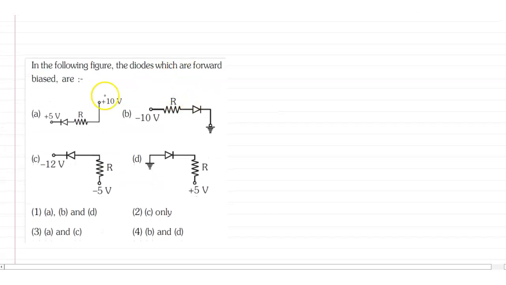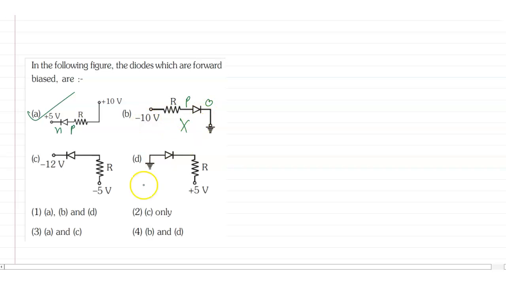In the following figure, we have to check which diode is in forward bias. In A, the N side is plus 5 volt and the P side is plus 10 volt. It means it is forward bias. In case of B, the P side is minus 10 volt and the N side is 0. This is reverse bias because the P side has a lower voltage than the N side. Minus 10 is lower than 0.